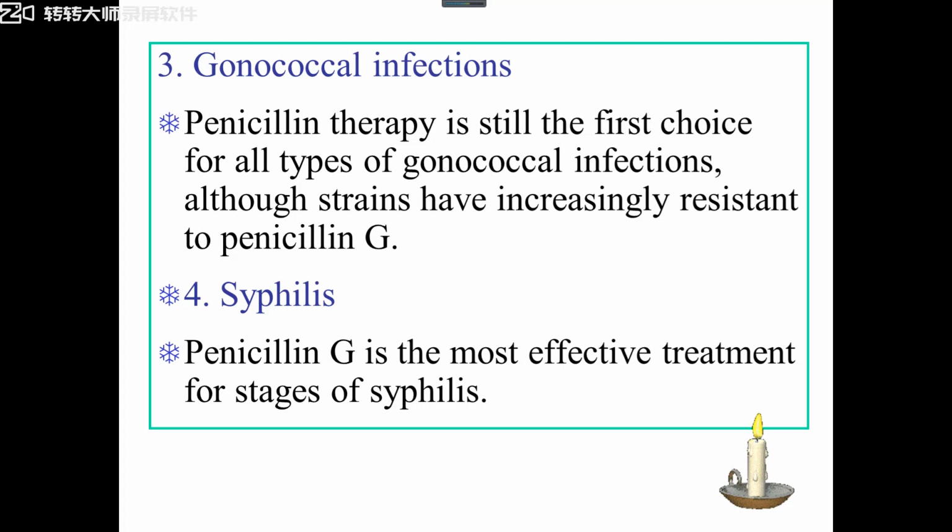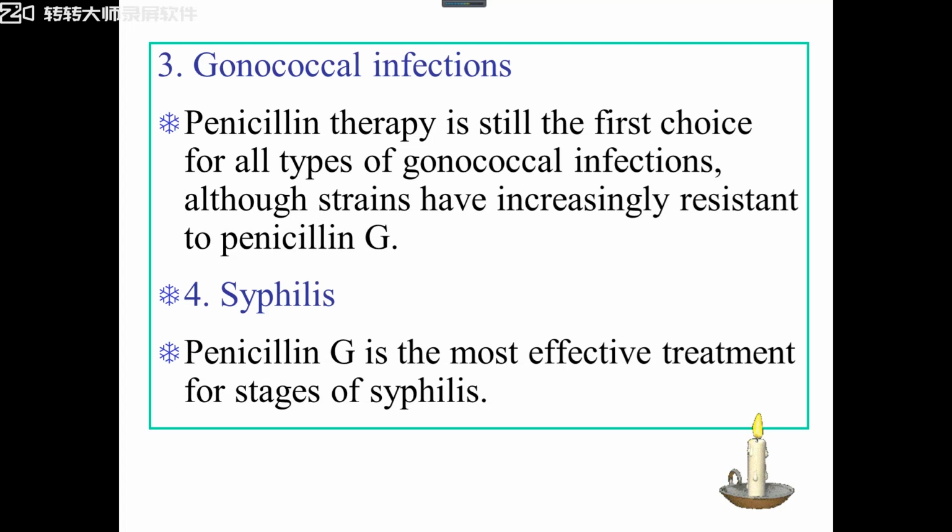Syphilis, do you know syphilis? It is a sexually transmitted disease and very difficult to treat. Just now we mentioned that patients are shy about this disease, so they go to local clinics and use some expensive drugs. But in fact, you should know, penicillin G is the most effective treatment for each stage of syphilis.